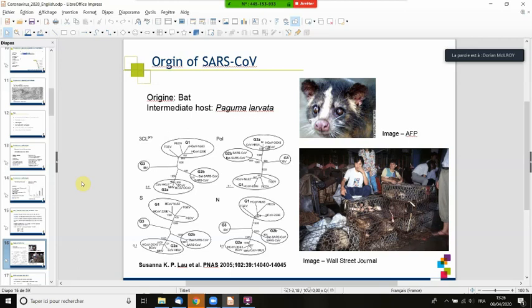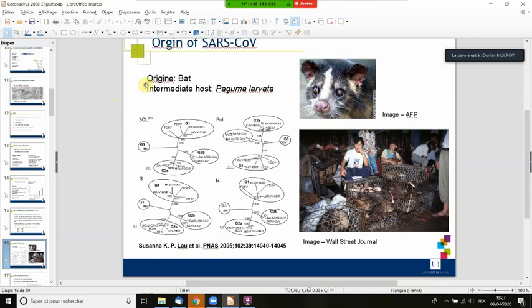We know that the origin seems to have been from a bat virus. Why? Because once the sequence of the SARS coronavirus was identified, you could compare it to all the known coronaviruses, and you can see the SARS coronavirus sequences are clustering very closely to a bat coronavirus that had been identified, and that was true for all the genes.